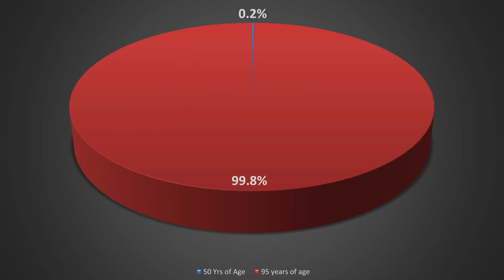So that's not 99%, that's 99.8%. So let that sink in for a second. 99.8% of Warren Buffett's wealth was accumulated after the age of 50. How is this possible? To understand, let's take a look at a simple compounding graph.